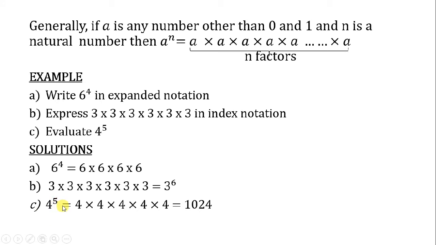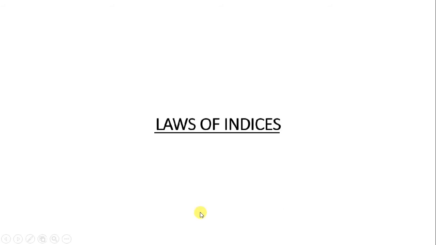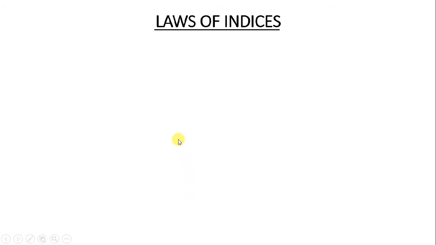We go to the next one. We have 4 to the power 5. They are saying evaluate. When they say evaluate, it's different from writing in expanded form. When they say evaluate, it means you have to expand and find the value. So 4 to the power 5, our base is 4 and our power is 5. Meaning multiply 4 by itself how many times? 5 times. So we have 4 times 4 times 4 times 4 times 4. When we multiply 4 by itself 5 times, we are going to get 1024.